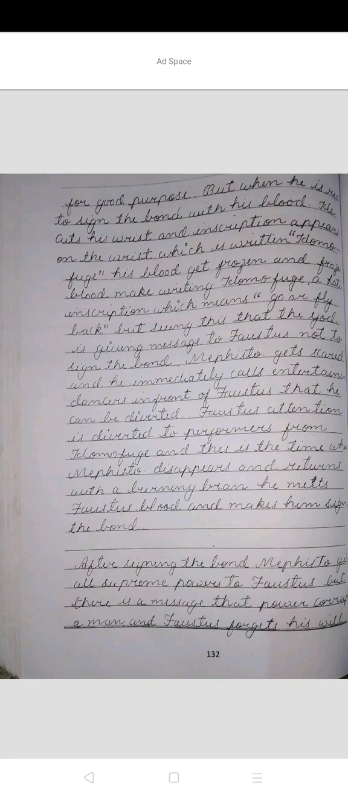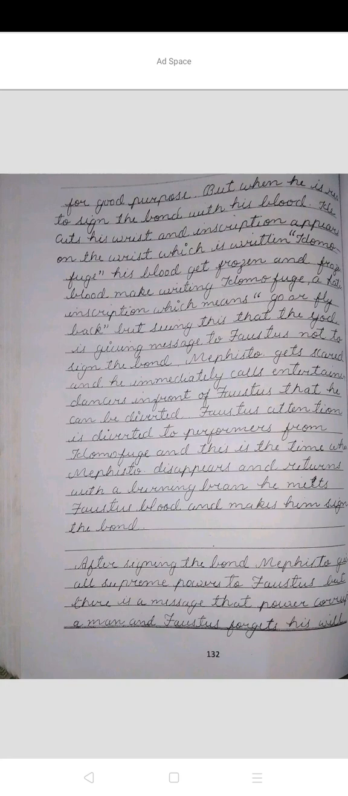But seeing this, that God is giving a message to Faustus not to sign the bond, Mephisto gets scared and he eventually calls an entertainer, a dancer, in front of Faustus so that he can be diverted. Faustus' attention is diverted to the performer from Homo fuge, and this is the time when Mephisto disappears, and with a burning brand he melts Faustus' blood and makes him sign the bond. After signing the bond, Mephisto gives all supreme power to Faustus, but there is a message that power corrupts a man, and Faustus forgets his will to help for good and gets corrupted with supreme power.